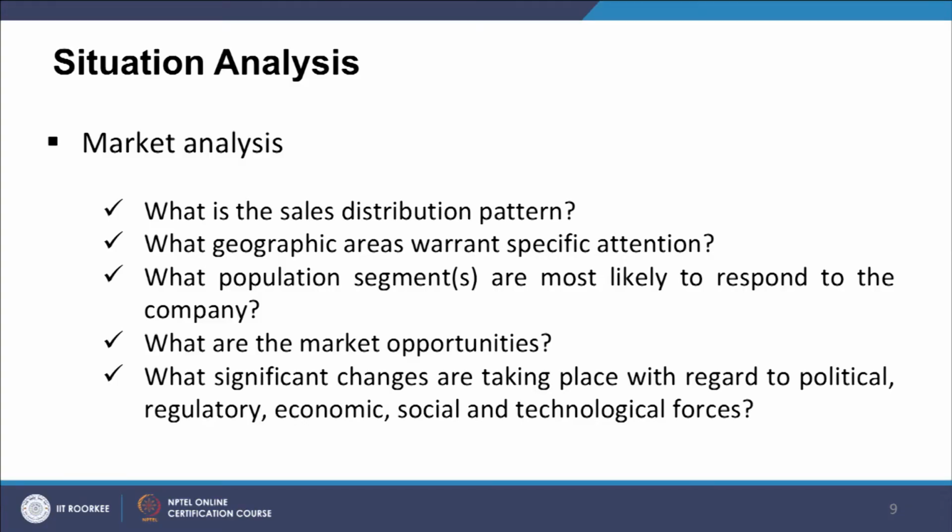Then comes in market analysis. What is the sales distribution pattern? What would our retailers think? How well would they be able to support us?